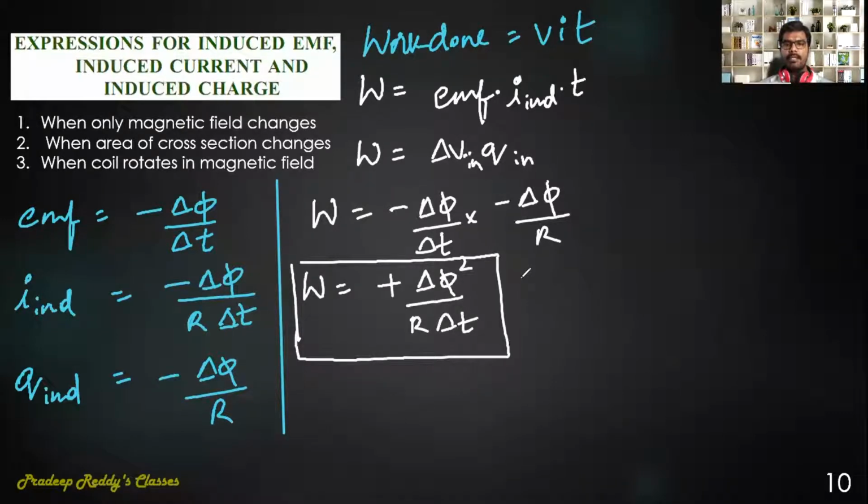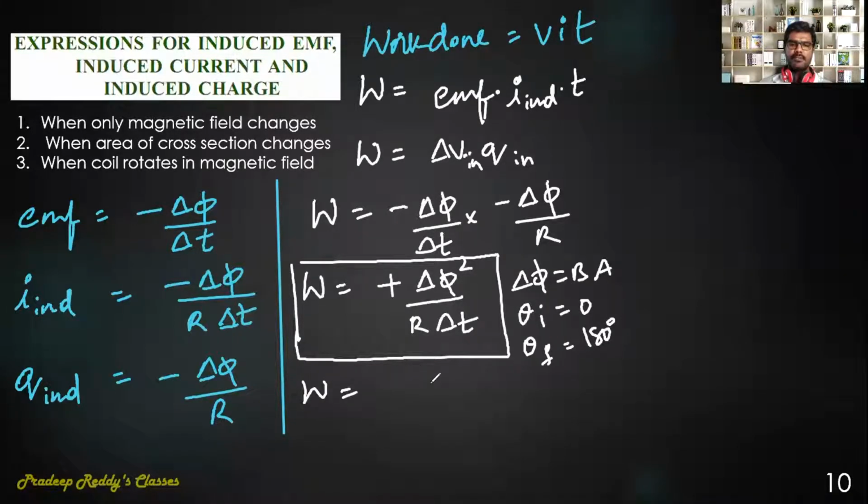But what is delta phi? Delta phi is equal to BA. Like if initial flux is equal to 0, theta initial is equal to 0, and theta final is equal to 180 degrees. Then in such cases, you will be writing it as BA. Then work done W is equal to B square A square divided by R into delta T. This is the equation for work done.